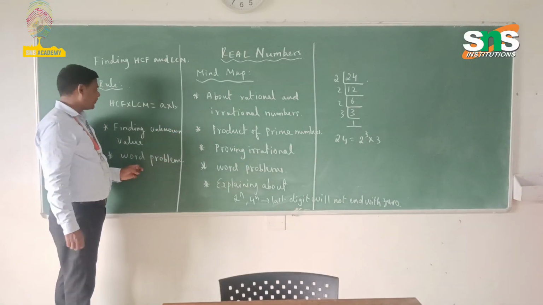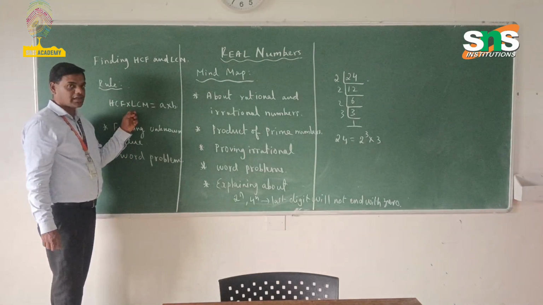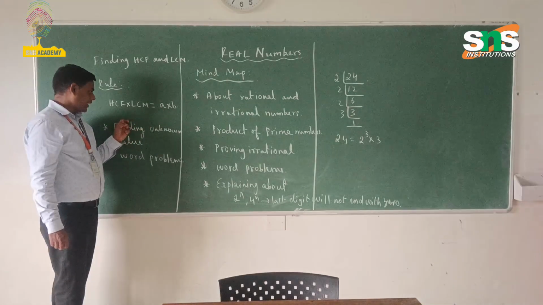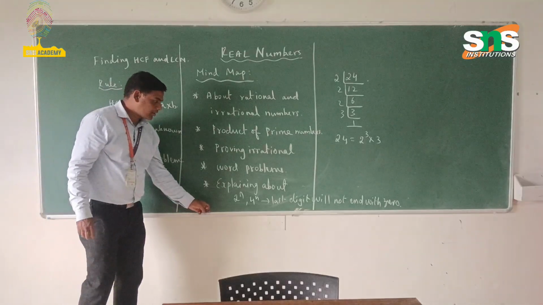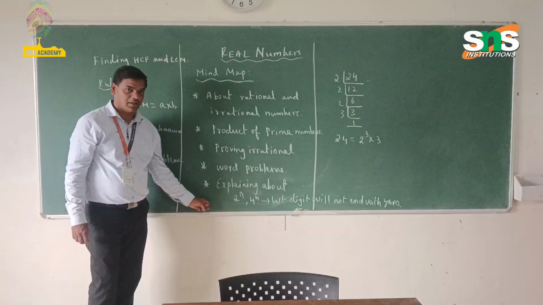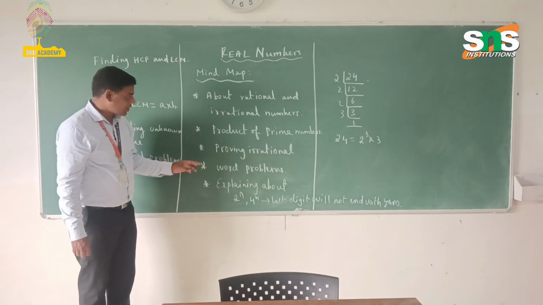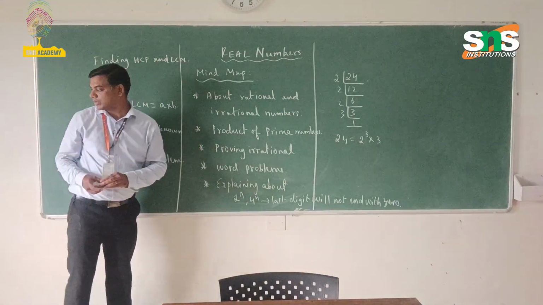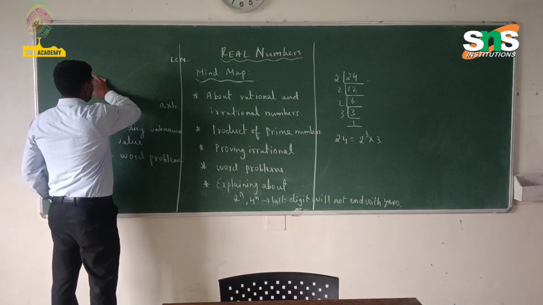Work problems are based on HCF and LCM. In HCF and LCM, we have the rule HCF into LCM is equal to A into B, and then finding an unknown value and work problems based on that, and explaining about 2 to the power n, where the last digit will not end with 0. Okay, so based on this, we'll go to the series of sums. So here we are going to discuss proving irrational. That's the thing we are going to solve here.